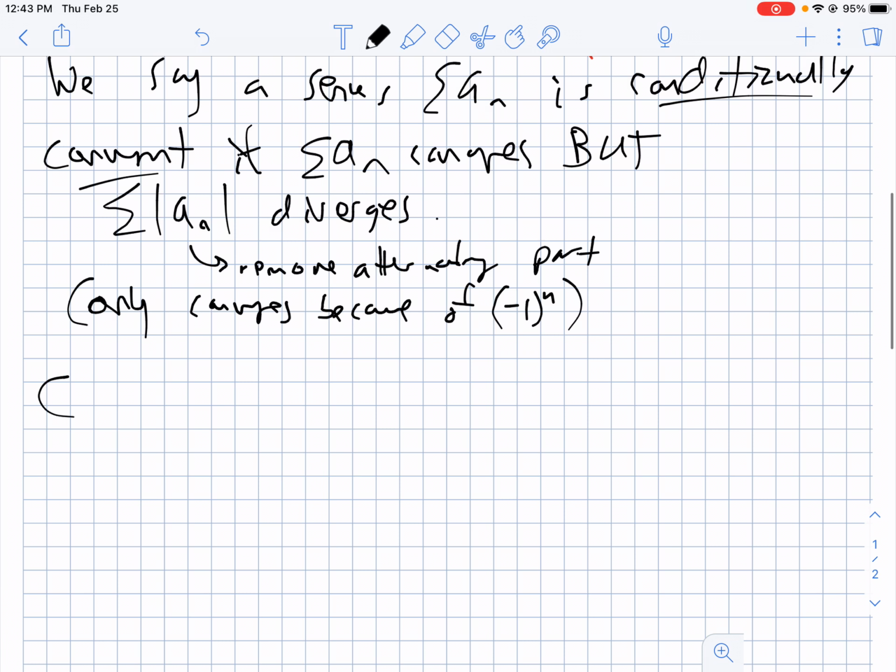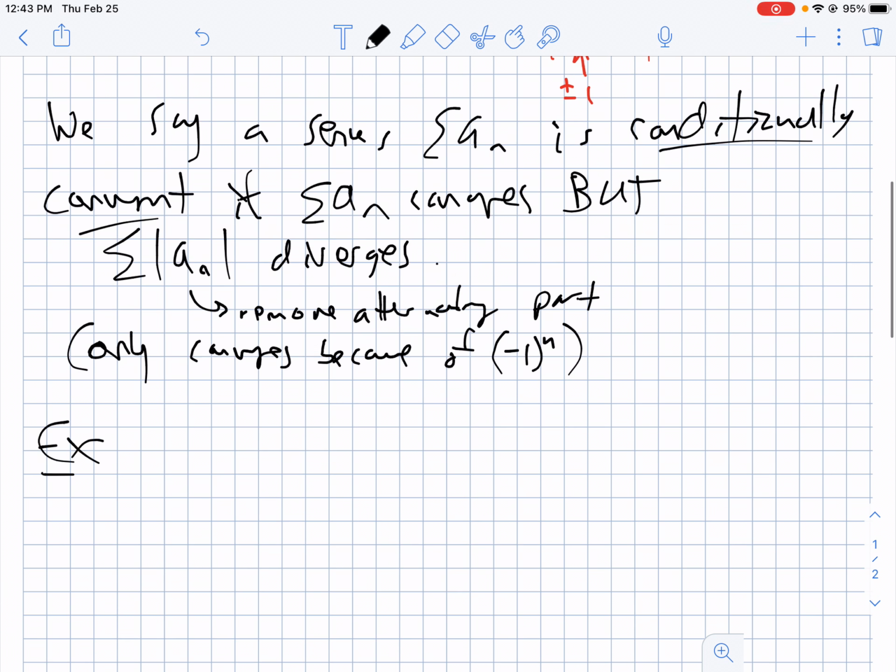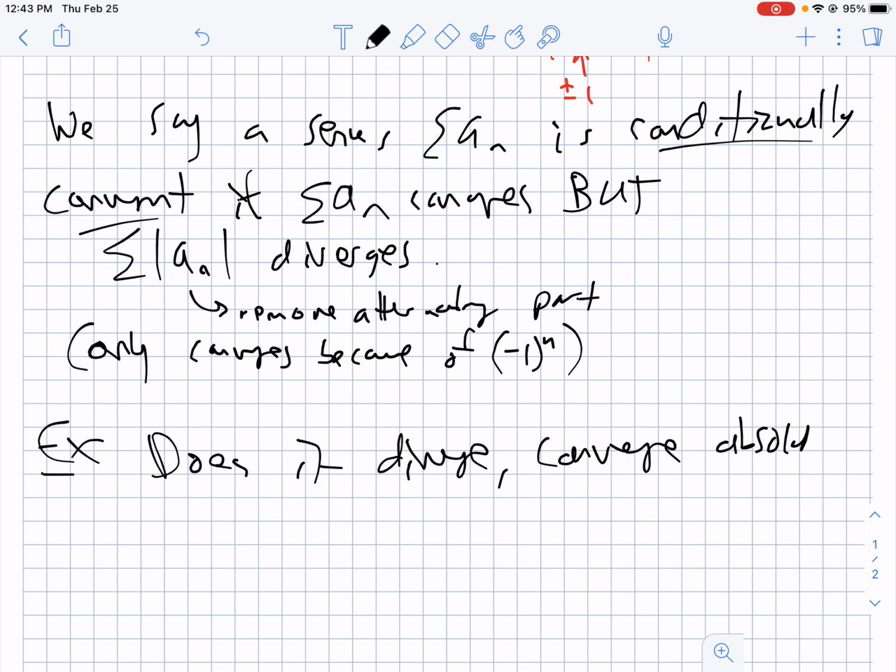So let's look at some example problems where you'll see these. They will love to ask you questions that look like this: does this series diverge, does it converge absolutely, or converge conditionally? And honestly, these terms really only make sense if you're talking about a series with an alternating term, a negative 1 to the n. So let's suppose we look at the alternating harmonic series, negative 1 to the n plus 1 over n.